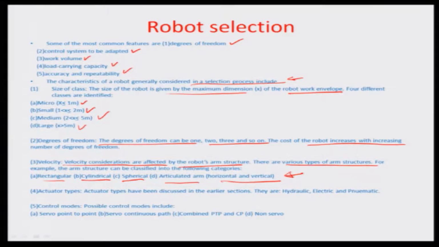The selection process can also be on the basis of actuator types: hydraulic, electric, pneumatic. Each of them has its own pros and cons. I think we have illustrated quite a bit of it towards the beginning of this lecture. And then obviously the control modes, which are very important. They can be a servo point to point, or a continuous path, or a combined point to point and continuous path, or a non-servo mode of control. These are mainly the most important criteria to fit a robot with certain specifications to a particular application.